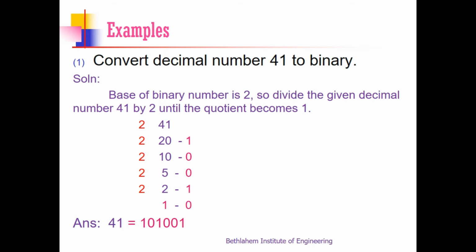Further dividing, you will get the quotient 10 and the remainder 0. Again you will get 5 as the quotient and 0 as the remainder. Then 2 as the quotient and 1 as the remainder. And finally you will get 1 as the quotient and 0 as the remainder. Here we can't divide this 1 by 2 further, so we have to stop.